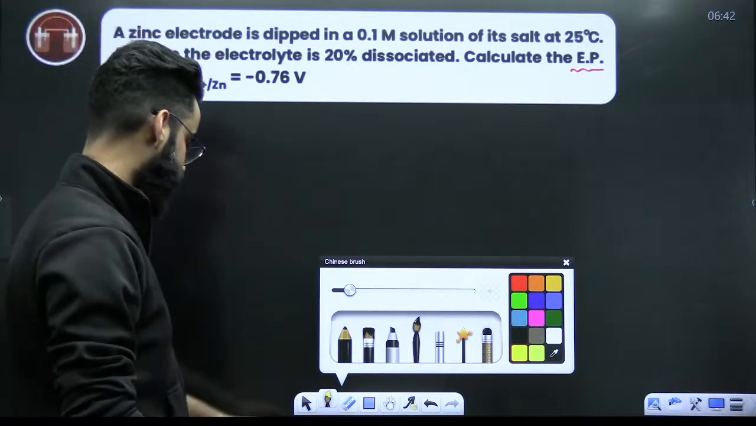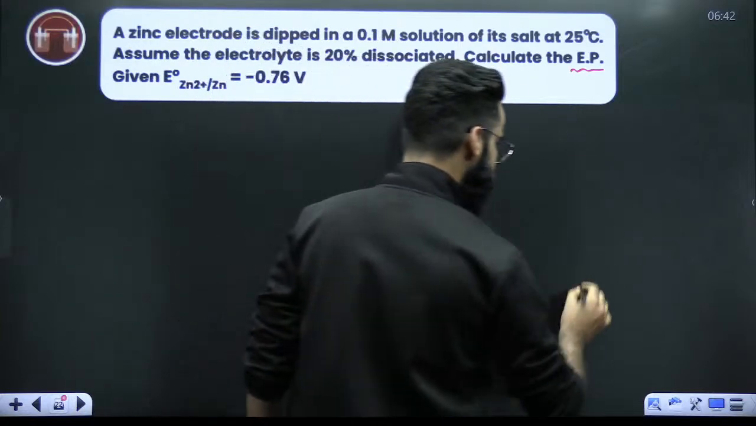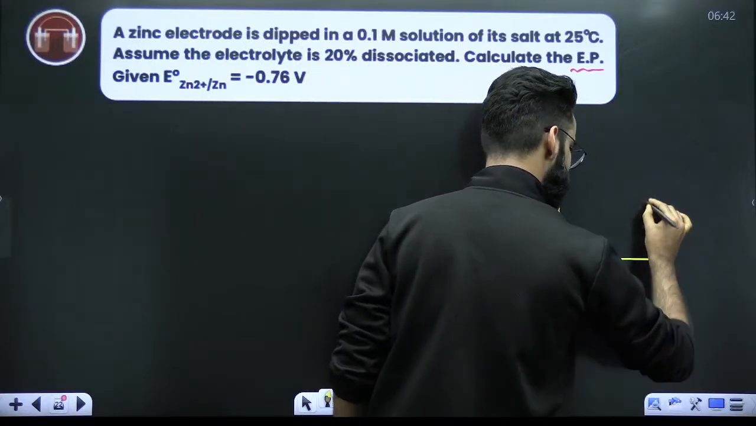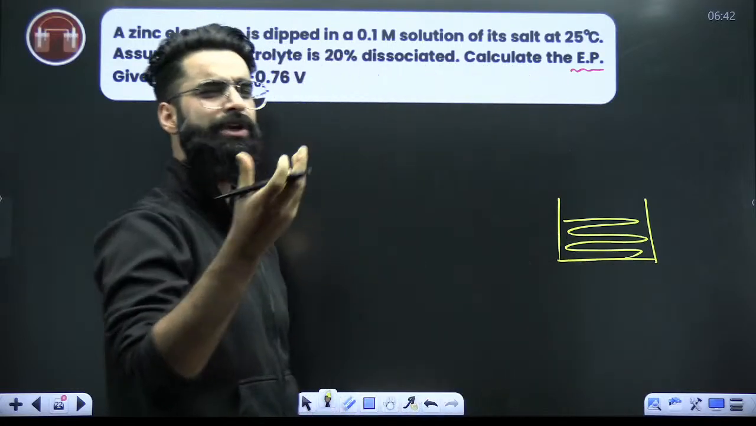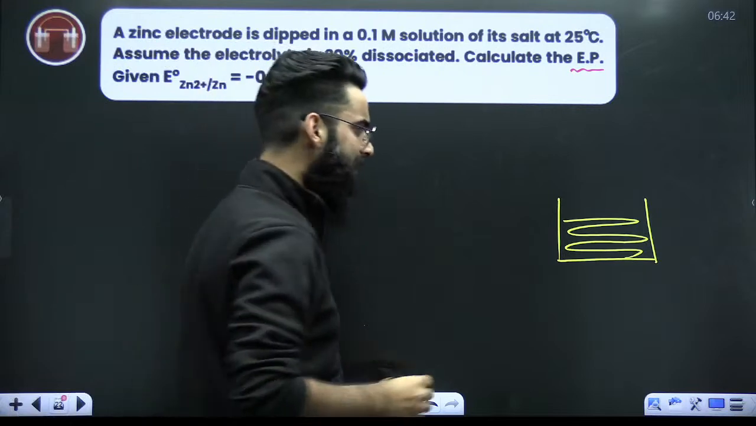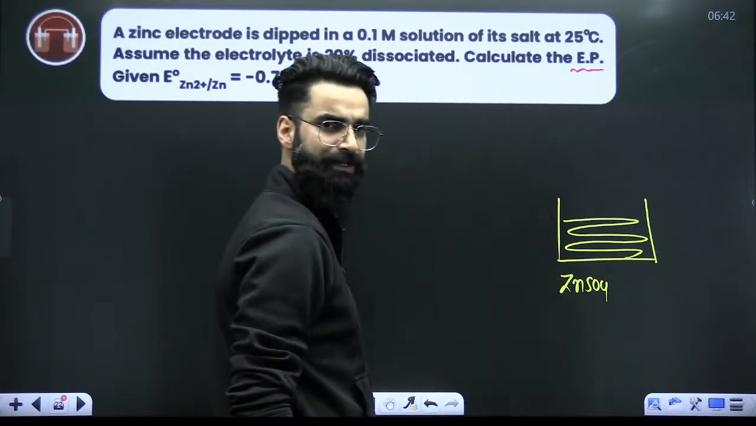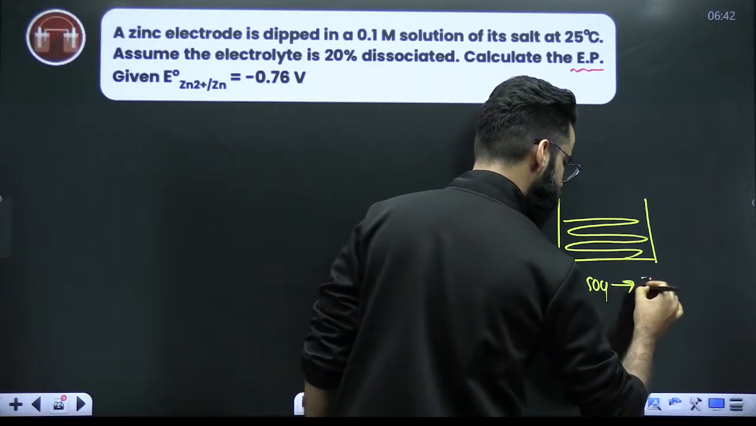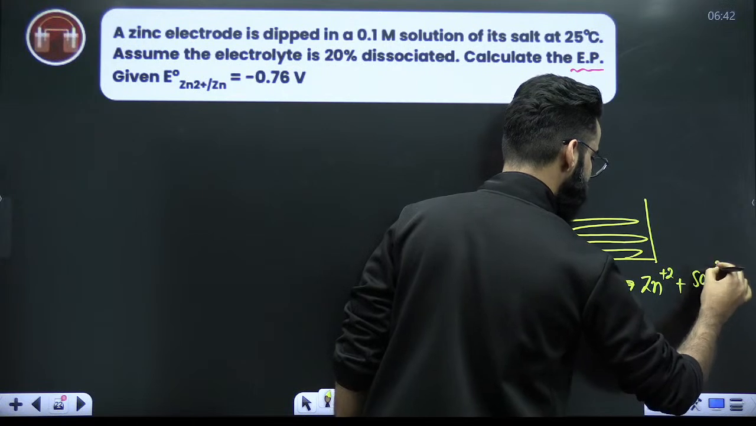See guys, look at the question clearly. Imagine this is the container. And in this particular container, what do we have? We have got a salt of zinc. Let's assume that we have got zinc sulfate. Imagine we have got zinc sulfate. Now tell me how zinc sulfate undergoes dissociation. Zinc dipositive plus SO4 dinegative, like this.